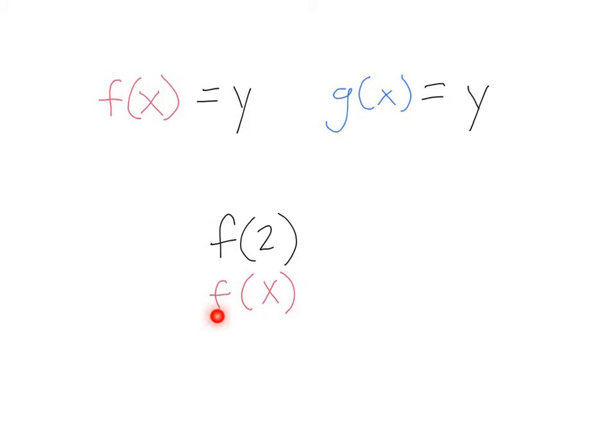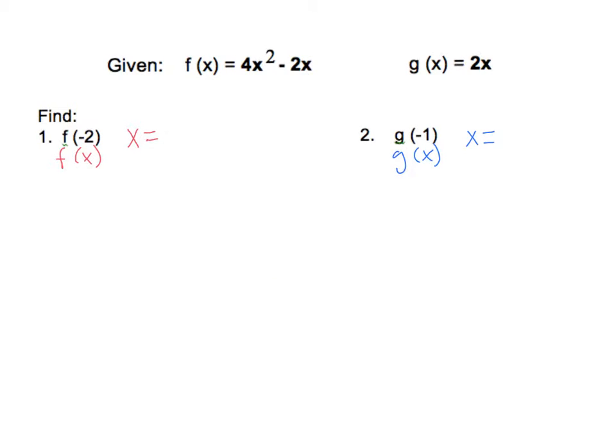Now the next thing is normally when you see function notation, usually instead of there being an x, there's usually a number value. What that's telling you is that the value of x will be equal to whatever number that is. All right, so let's get started. Given that f of x is 4x squared minus 2x, and g of x equals 2x, we're going to find the answers to these two.